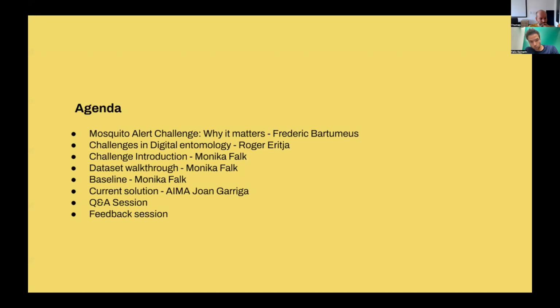Then we'll try to understand the challenges in digital entomology, and we have expert Roger over here to speak about that. And Monika will be walking us through the problem statement, the datasets, and the baselines that already exist. John will walk us through the current solution, some of the highlights from round one, and also what to expect for round two. We are open to taking questions for each speaker in the middle of their talk or at the end of each of the talks.